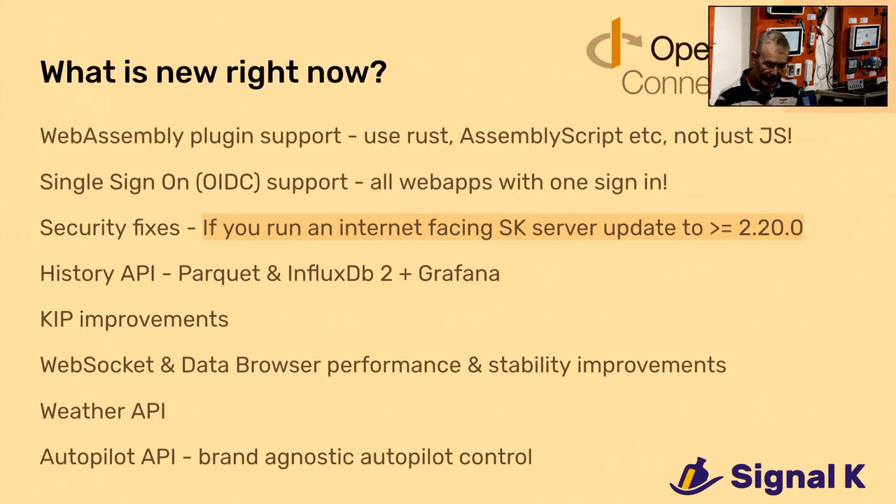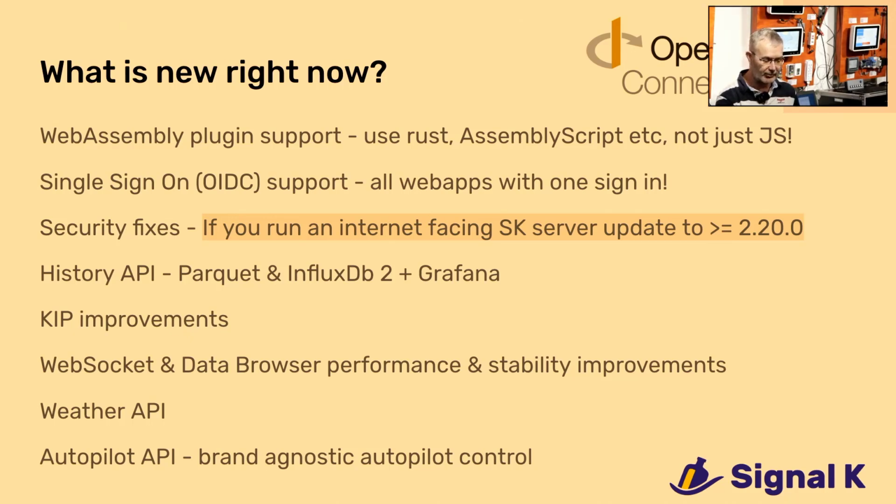So what's new right now? We recently introduced WebAssembly plugin support. Earlier we were supporting only JavaScript for writing extensions, but now it's perfectly possible to use Rust or AssemblyScript or other languages for creating plugins. Then we nowadays have single sign-on support with OpenID Connect, and like every decent software, we have done security fixes. So if you're running an internet-facing Signal K server, please update to minimum 219 or actually 220.